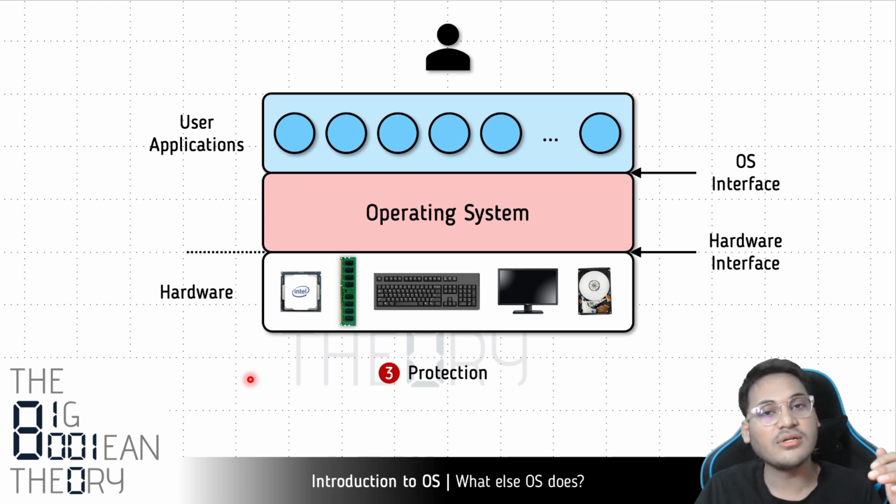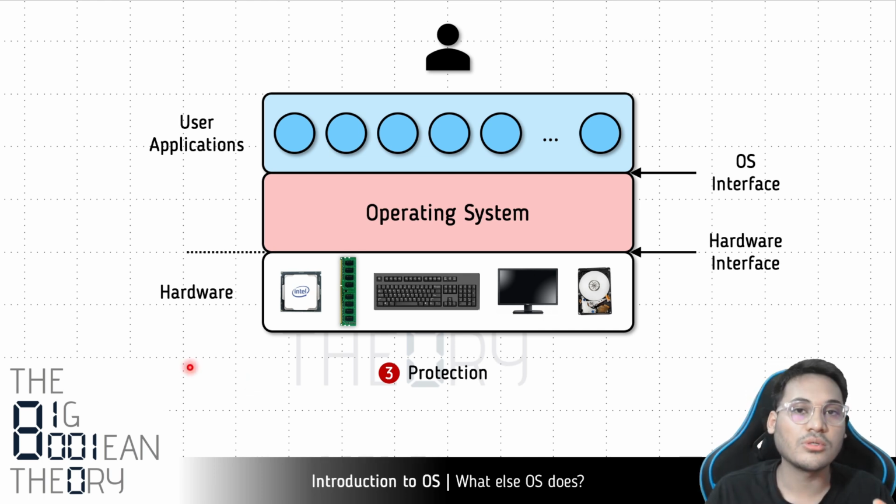Once the timer expires after a certain time, if the process has not given up control of the CPU, the operating system forcefully takes control of the CPU from that process. This mechanism ensures that no particular process can hog the CPU, that is, run on it for an indefinite amount of time. So this is how the operating system protects the CPU from misuse.